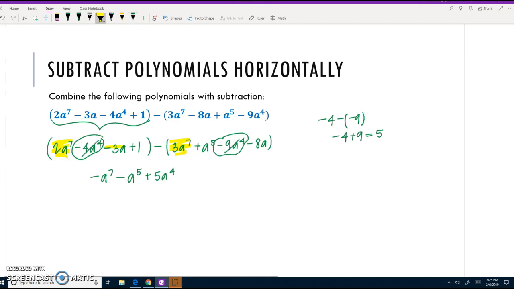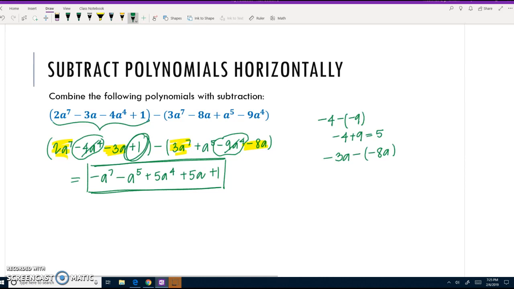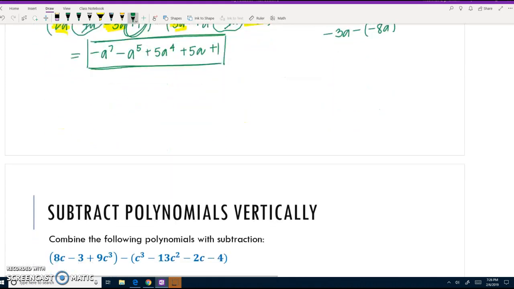Then what I have are these linear terms. So I have negative 3a and then minus 8a. So here, same thing, I am subtracting a negative. So I've got minus 3a minus negative 8a. So I'm going to be adding here negative 3 plus 8. So that's going to end up giving me 5a. And then last step, I just have this constant, but I don't have any terms over in the other polynomial to combine that with. So this is just going to be the polynomial that I end up with. Negative a to the 7th minus a to the 5th plus 5a to the 4th plus 5a and then plus 1. So same thing, combining like terms.